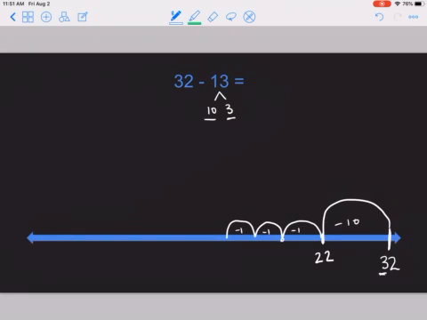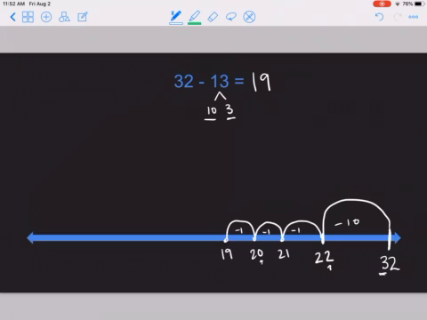Everywhere it touches the line, we need to write a number. So 22 minus 1 is 21. 21 minus 1 is 20. And then 20 minus 1, which, remember, we have 0 ones in the ones place here, so we're going to drop a 10. So we're going to have 1 ten and 9 ones. So our difference for this one is going to be 19.